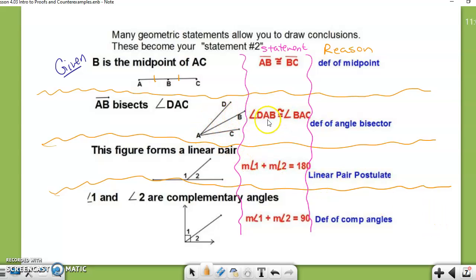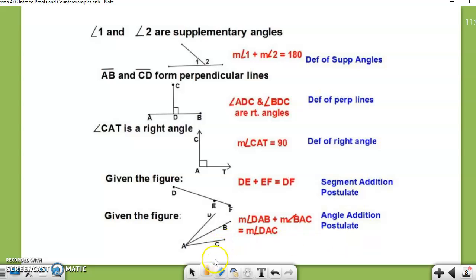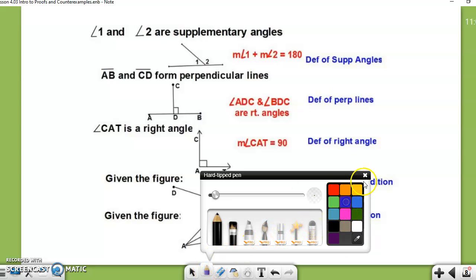Bisecting an angle, you can say that the two pieces are congruent to each other by definition of angle bisector. If you're given that something forms a linear pair, you know that their measures equal 180 by the linear pair postulate. If you're told two angles are complementary, you know their measures equal 90 degrees based on the definition of complementary. This is just some more of the same list.